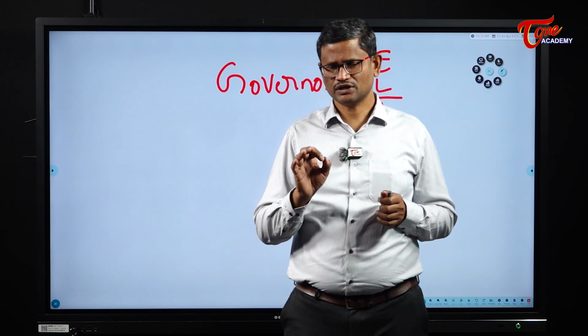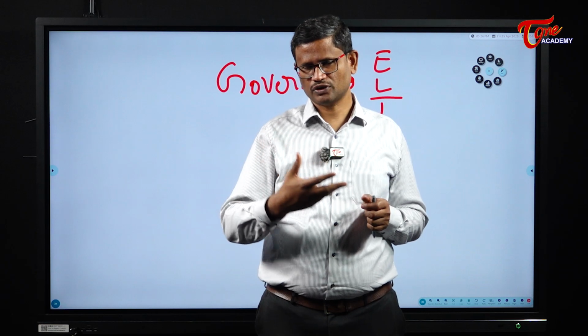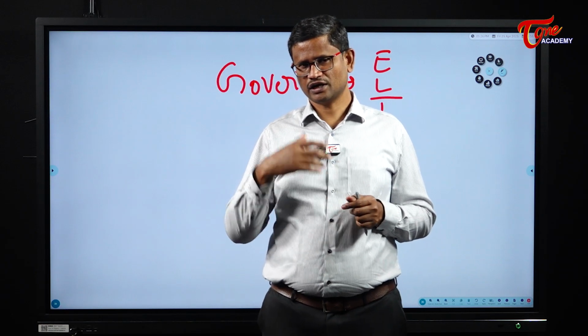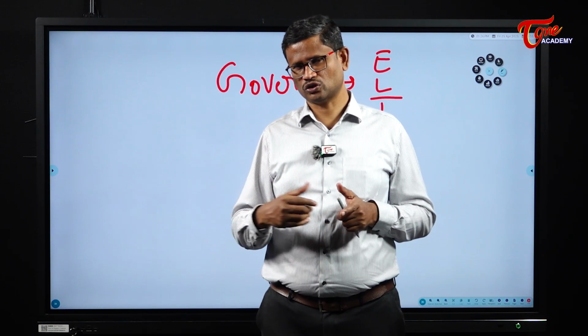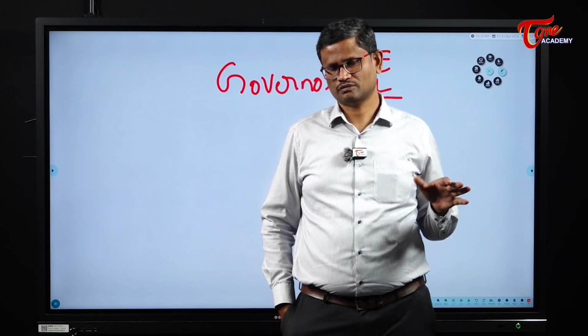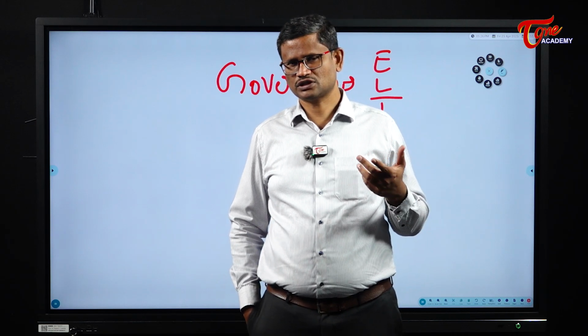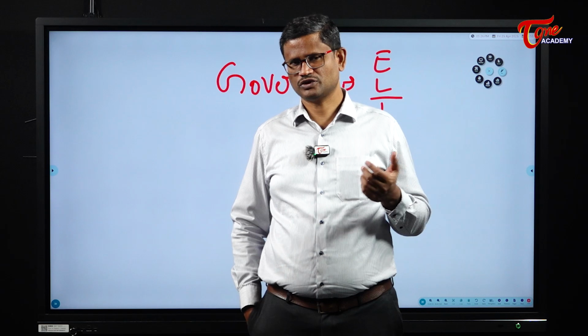If no single party is able to secure a majority in the lower house, and if there is a coalition of political parties which have come together, and if this coalition has secured a majority in the lower house, then the leader of the coalition will be chosen as the chief minister by the governor. And on the advice of the chief minister, other ministers are appointed. That's how the chief minister is appointed.